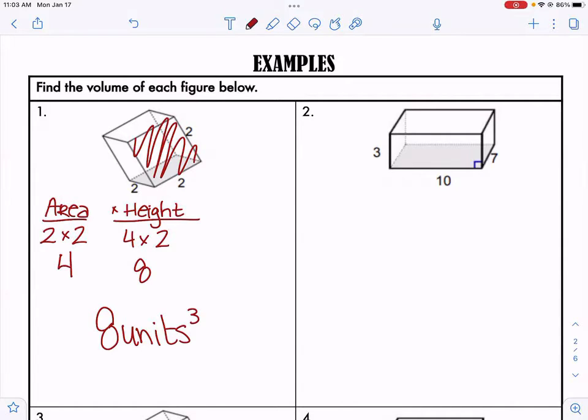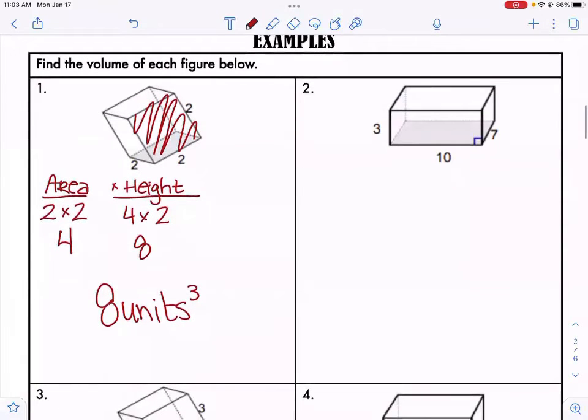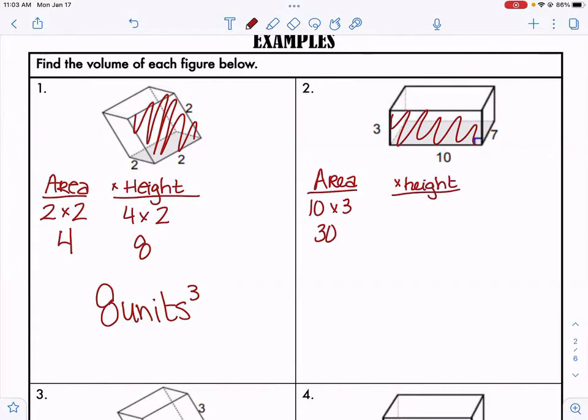Okay. Let's do number 2. Number 2, how do I find the area of this front side? It doesn't matter if you pick 10 times 3 or 10 times 7, you just got to pick one, right? We're going to do 10 times 3, which is 30. Then we got to multiply by the height. If we use 10 and 3, what's the only number we haven't used? 7, right?